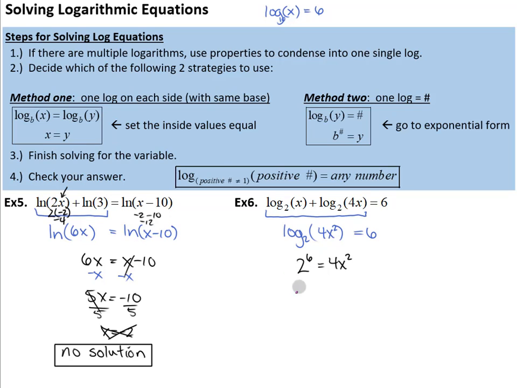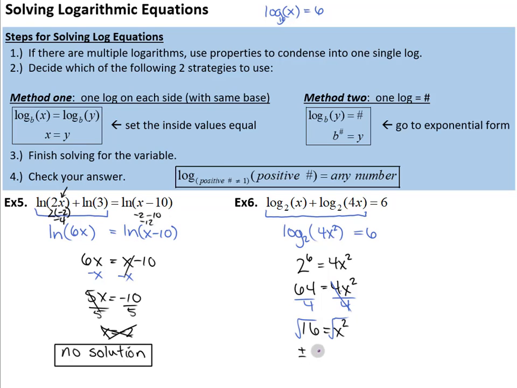Now, 2 to the 6th value, you might need a calculator for that, but this is 64 equals 4 times x squared. Let's finish getting x by itself here. Divide both sides by 4. So now we end up with 64 divided by 4, which is 16, equals x squared. Square rooting both sides. Don't forget to do plus or minus. We end up with plus or minus 4.